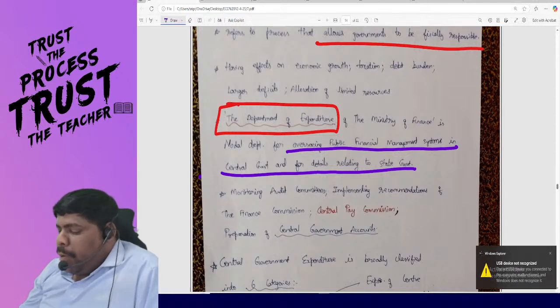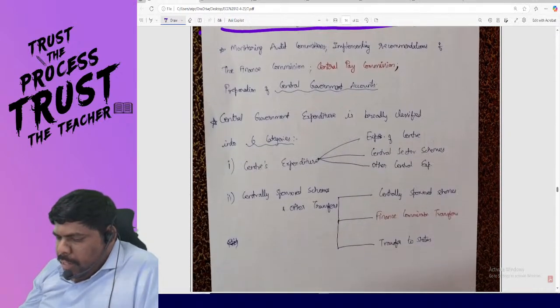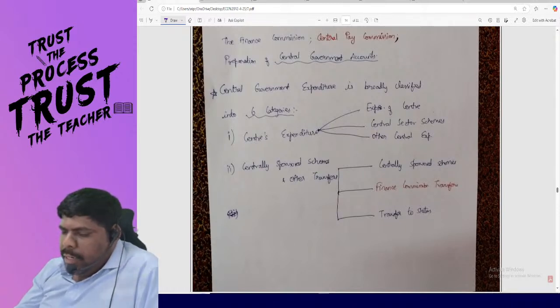Now listen, apart from this, there is something called the Audit Committee and the Central Pay Commission. They also come under the Ministry of Finance to ensure that rules and regulations are followed. Now listen, the central government will have certain expenditure. It has been classified into 6 major categories. That is what we have here.